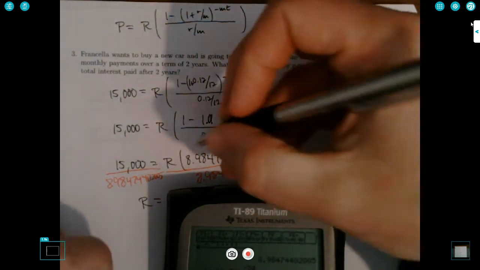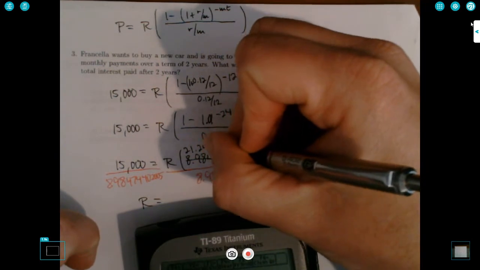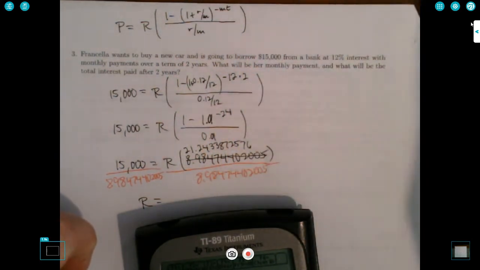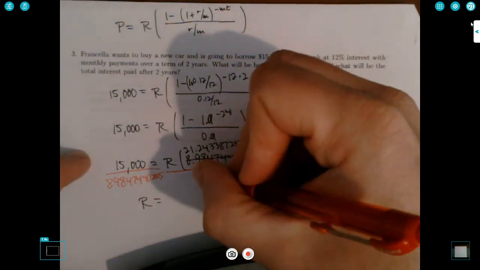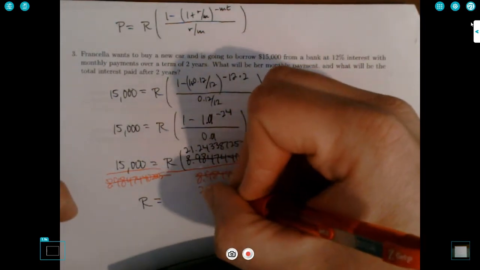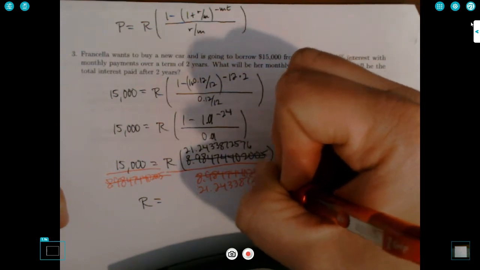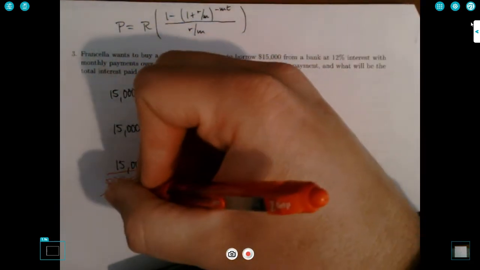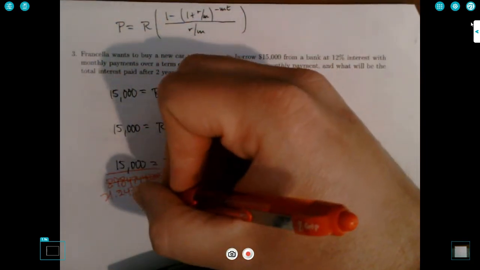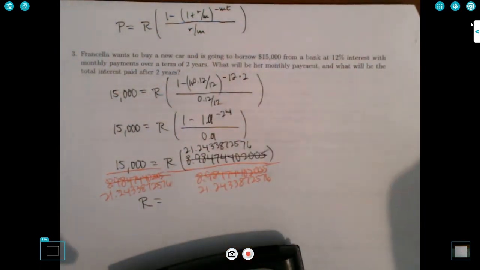21.2433872576. Okay, so this should actually be 21.2433872576, which means these numbers would also be, I'm not going to write them out, but they would also be 21.24, well, maybe I will, 21.2433872576.